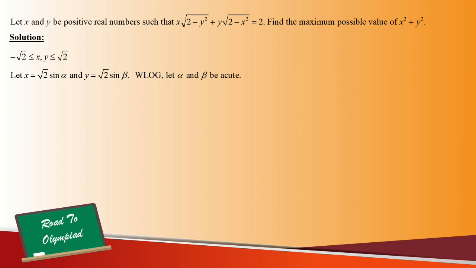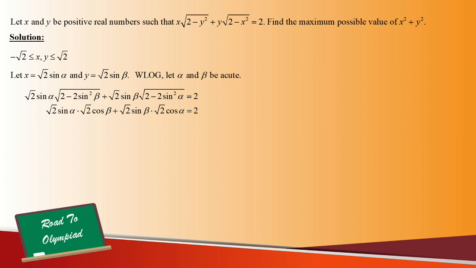Then we can rewrite the given equation into this thing, where we can use the trigonometric identity to simplify square root of 2 minus 2 sine square beta into square root of 2 cosine beta, as well as square root of 2 minus 2 sine square alpha into square root of 2 cosine alpha. Multiplying by the square root of 2, we have 2 sine alpha cosine beta plus 2 cosine alpha sine beta is equal to 2.